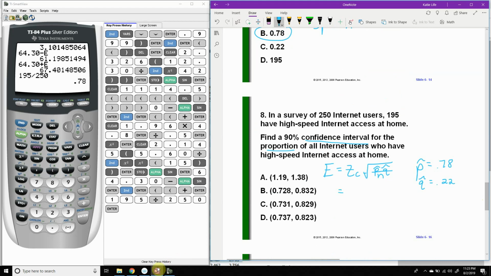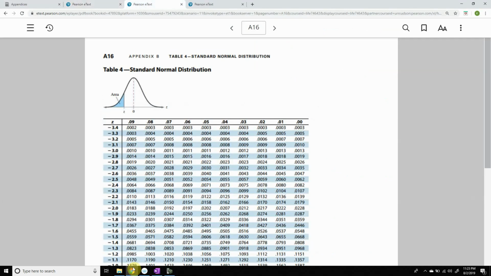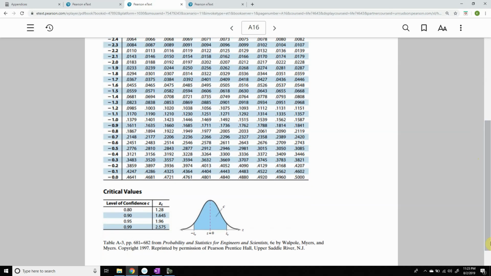Okay. Now I just need to look at my standard normal curve table for the 90% confidence z-score, or critical z-score, I should say. So for 90% confidence, that's going to be 1.645.